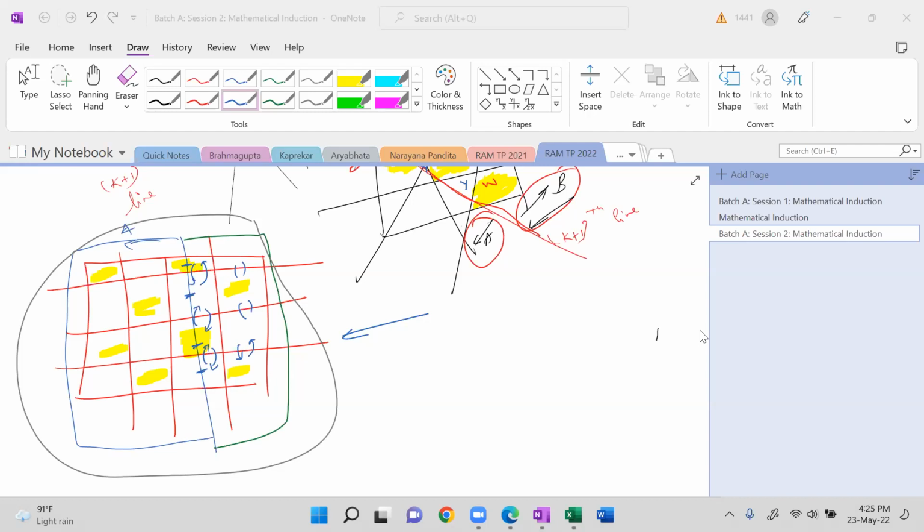Sir, I have a doubt. Go ahead. Sir, in this view, the blue line is the new line which you have drawn for k plus 1? Yes. And if we draw, then we divide the remaining squares into alternate or something like that? Yes. Okay, okay.